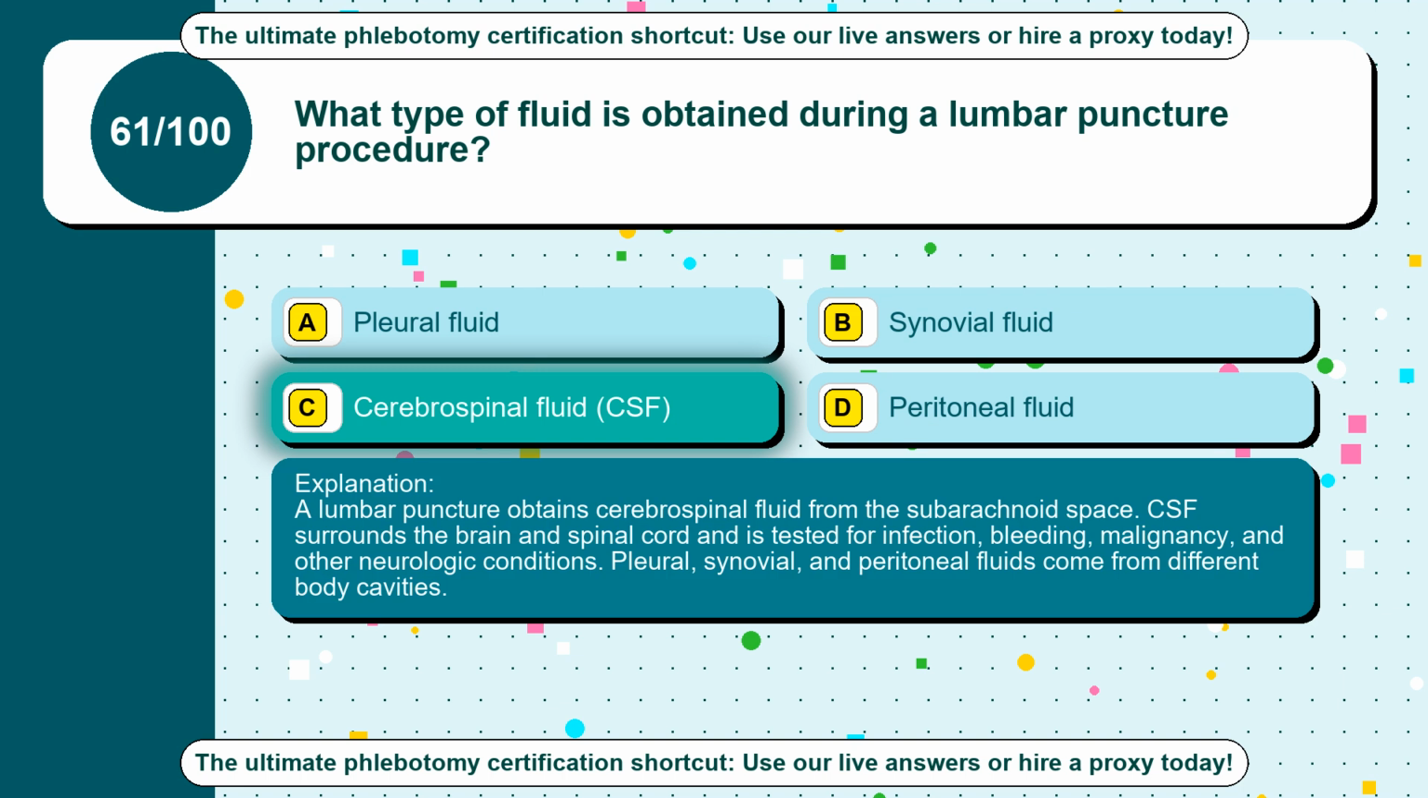A lumbar puncture obtains cerebrospinal fluid from the subarachnoid space. CSF surrounds the brain and spinal cord and is tested for infection, bleeding, malignancy, and other neurologic conditions. Pleural, synovial, and peritoneal fluids come from different body cavities.